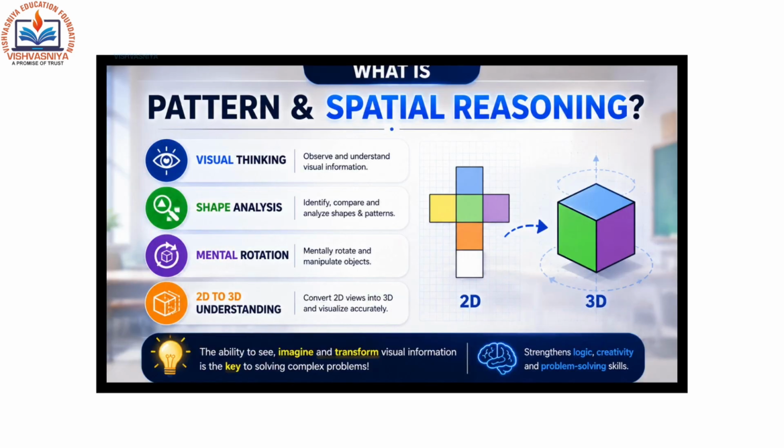Pattern and spatial reasoning means the ability to observe, analyze, and mentally manipulate shapes and patterns. In simple words, you must understand how figures change, rotate, fold, reflect, or combine. These questions check your observation power, logical thinking, and visual imagination. This skill is very useful in engineering, architecture, design, military aptitude tests, and competitive examinations.